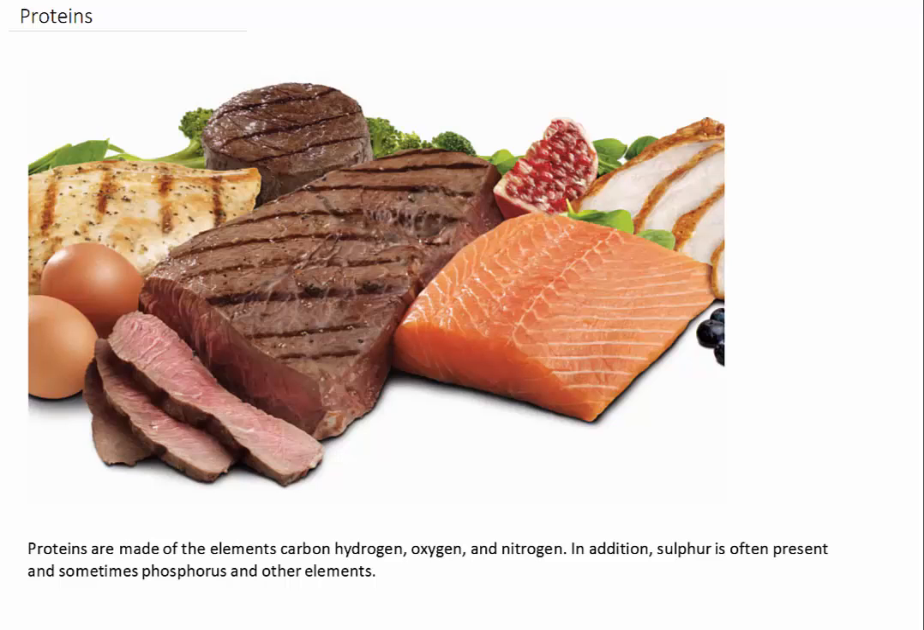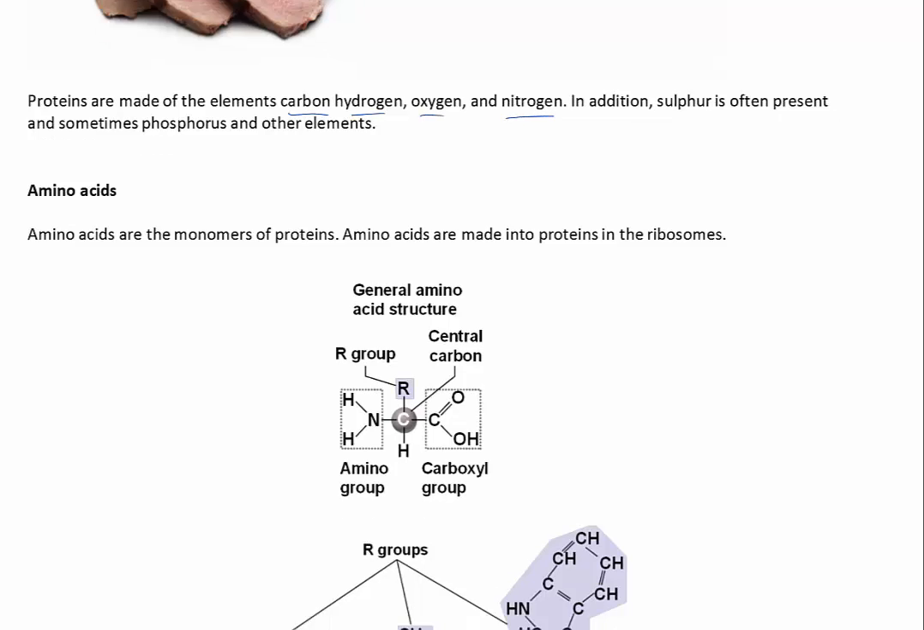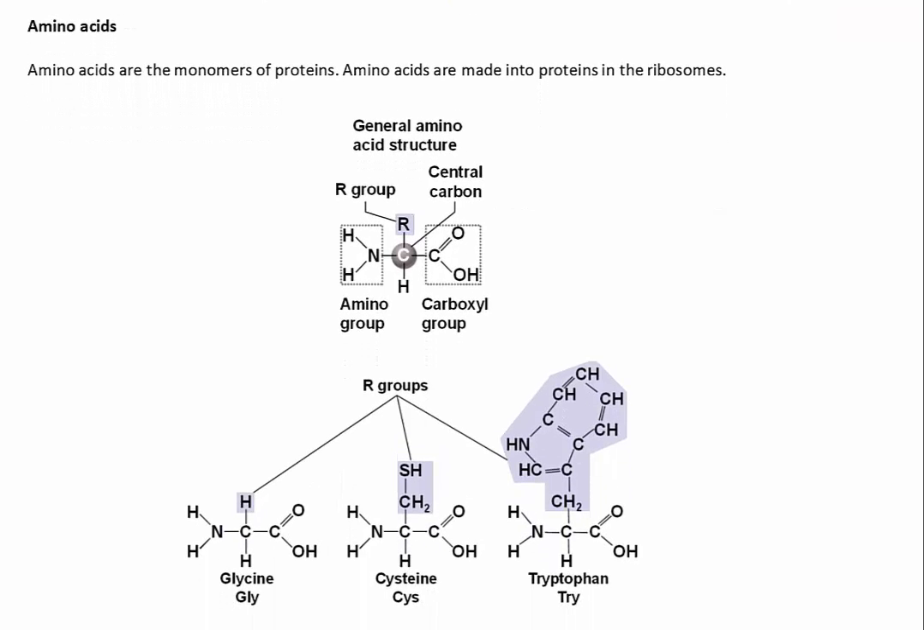Proteins are made of the elements carbon, hydrogen, oxygen, and nitrogen. In addition, sulfur is often present, and sometimes phosphorus and other elements. These elements combine to form building blocks of proteins, which are called amino acids. So, amino acids are the monomers of proteins. When you link them together in a chain, they become proteins. And there's more than 100 different kinds of amino acids in cells, but only 22 join together to form proteins.